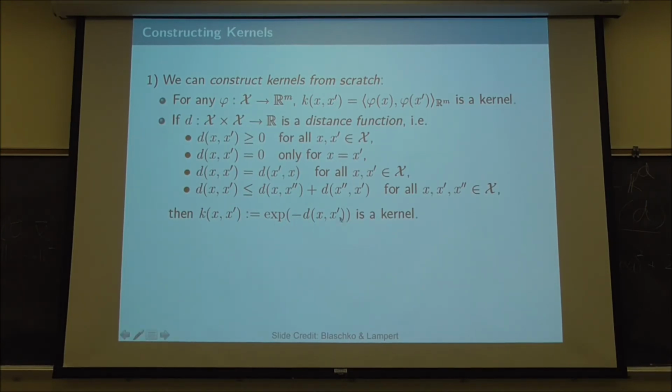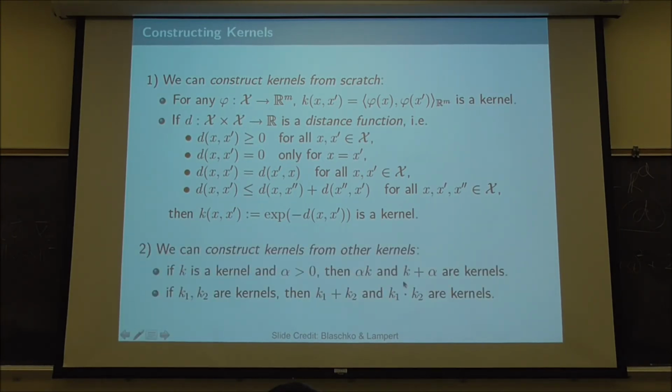Exponents of negative distances are always kernels, and this is something that people often use. If you write some distance function that satisfies metric constraints, then this will always be a kernel. It can be any arbitrary distance, L1, L2, whatever you want to use. And positive combinations of kernels are also kernels. You can take K1, you can take K2, and K1 plus K2 is a kernel, and K1 times K2 is also a kernel. So you can compose kernels from other kernels.